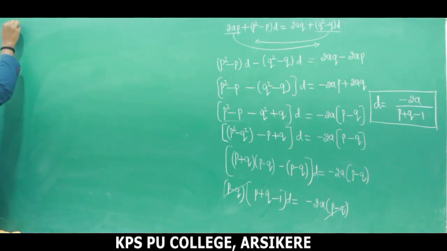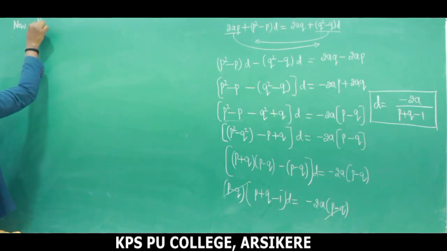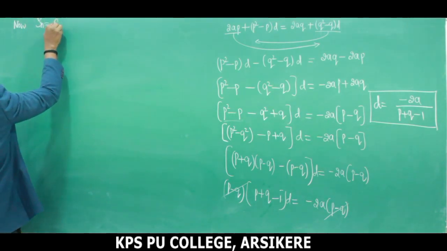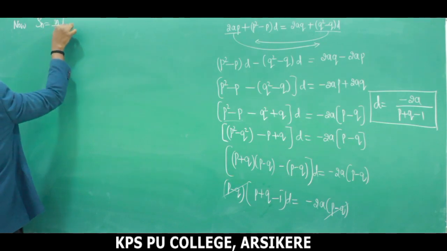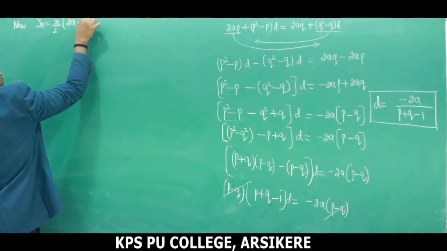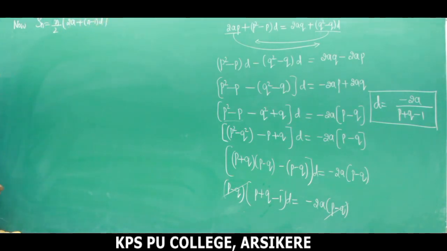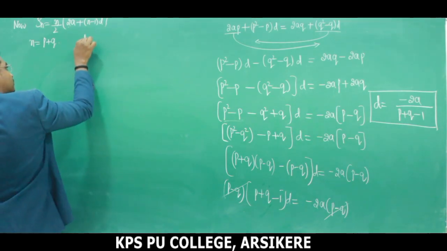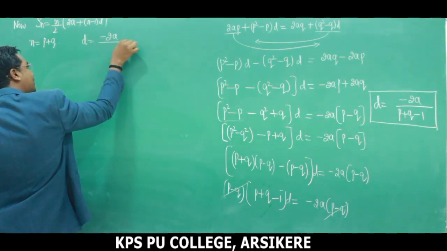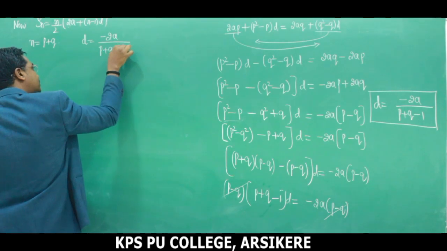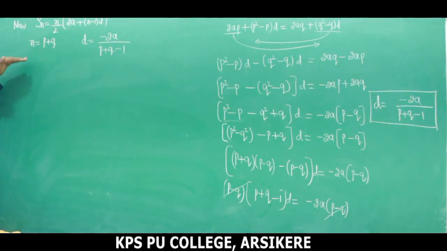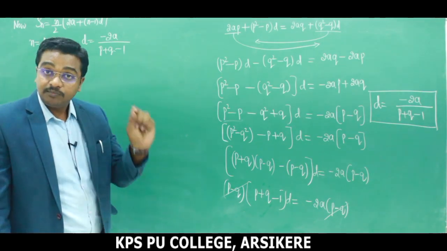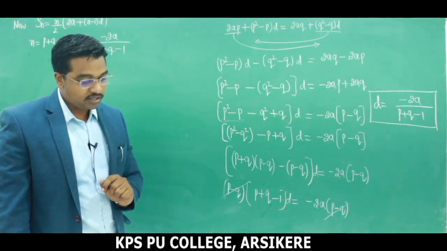So now Sn is equal to n divided by 2 into 2A plus n minus 1 into D. Now substitute n is equal to P plus Q and D is equal to minus 2A divided by P plus Q minus 1. We have to substitute n is equal to P plus Q because we need to find the sum of first P plus Q terms.